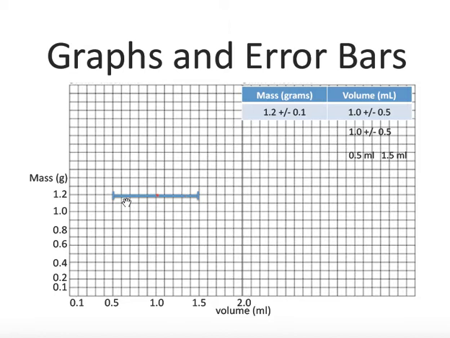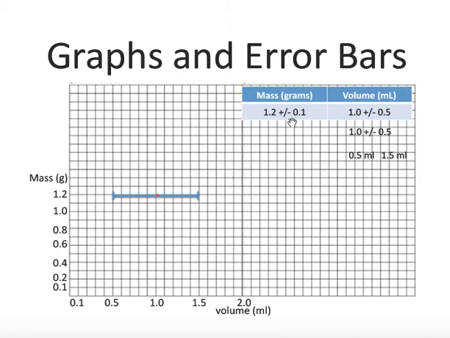This error bar represents the uncertainty of the experiment. What it really means is that when we say we measured 1 milliliter, we could have measured anywhere between half and 1.5. Based on the measuring device we were using, the best we could say is that our measurement fell somewhere between half a milliliter all the way to 1.5 milliliters.